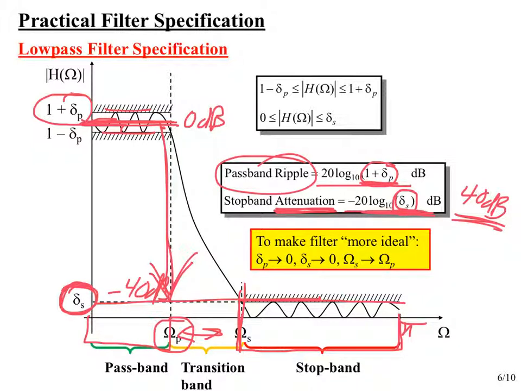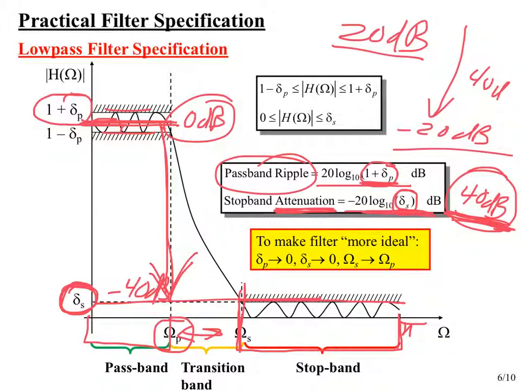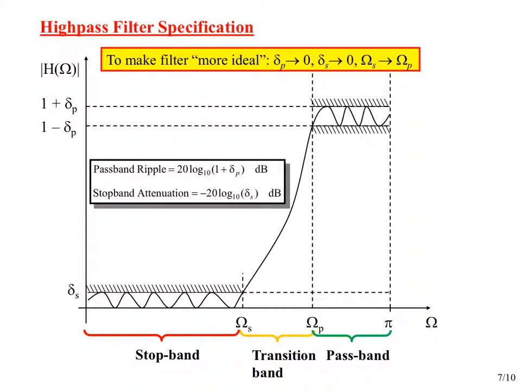That way we don't have to spec this as a value separate from where this is, because we could be speccing the passband level as, say, at 20 dB. Then we still spec a stop band attenuation as 40 dB. That's relative to that, so that would be down 40 dB. So the actual level in the stop band would be minus 20 dB. So this is how we would spec our low-pass filter. Other types of filters would be similar.